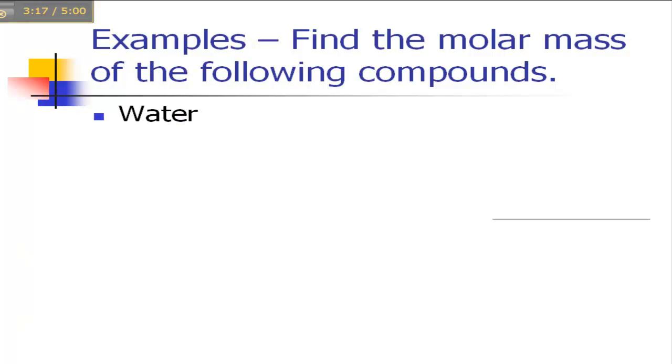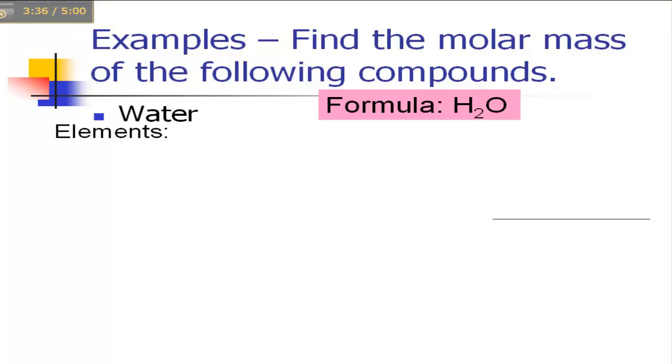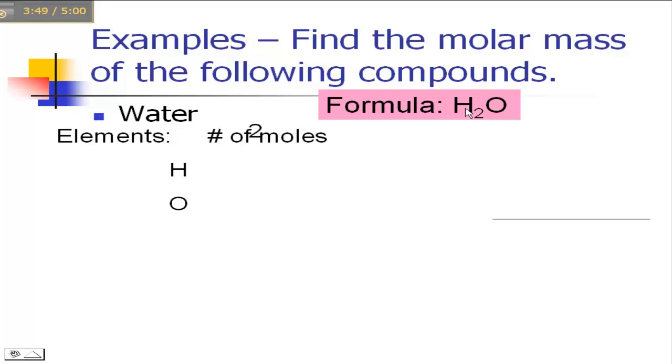So if we find the molar mass for water, we need the formula first of all, so it's H2O. Now we're going to follow this process, and we're going to use this process for several things. We're going to start by listing the elements in our compound. So for water, we have hydrogen and we have oxygen. Okay, so these are coming from our formula here. Then we're going to list our number of moles. Now the number of moles is your subscript. So for hydrogen, it's 2. Okay, and for oxygen, it's 1.